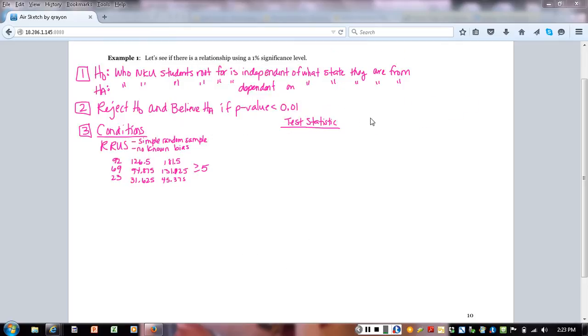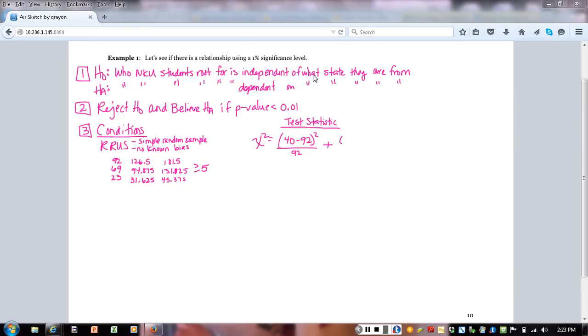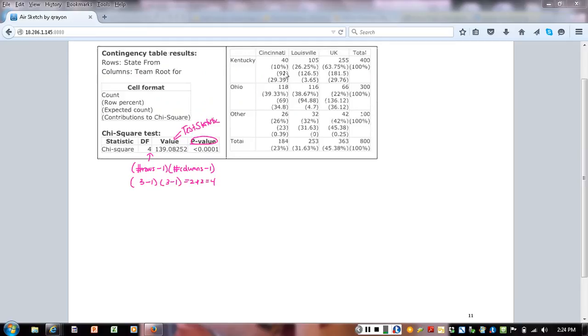So our chi-squared is going to be 40 minus 92 squared over 92 plus, that's where the capital sigma or the sum part is. And I'm going to do the same thing for my Louisville, Kentucky, so the 105 and the 126.5. And then I could do that for each of my cells. I'm not going to list them all here because let's look at how many we would actually have. I would have to do this 1, 2, 3, 4, 5, 6, 7, 8, 9 times. So I'd actually have 9 numbers that I'm doing that to and adding together.